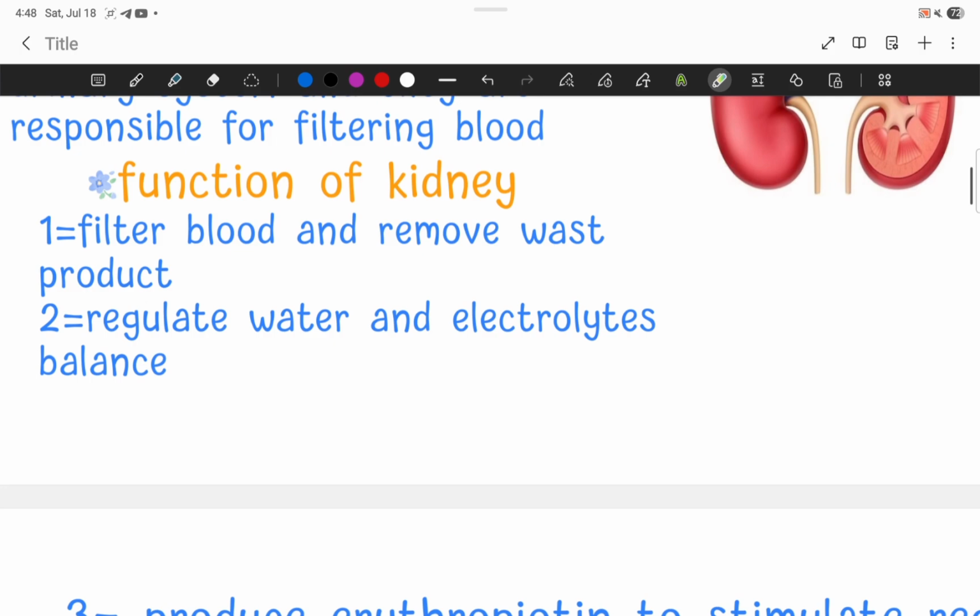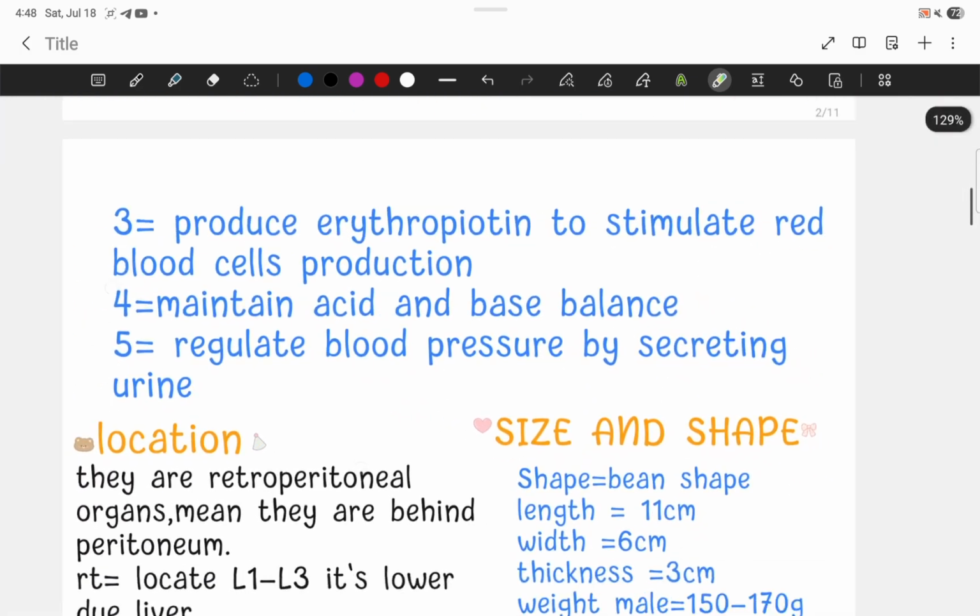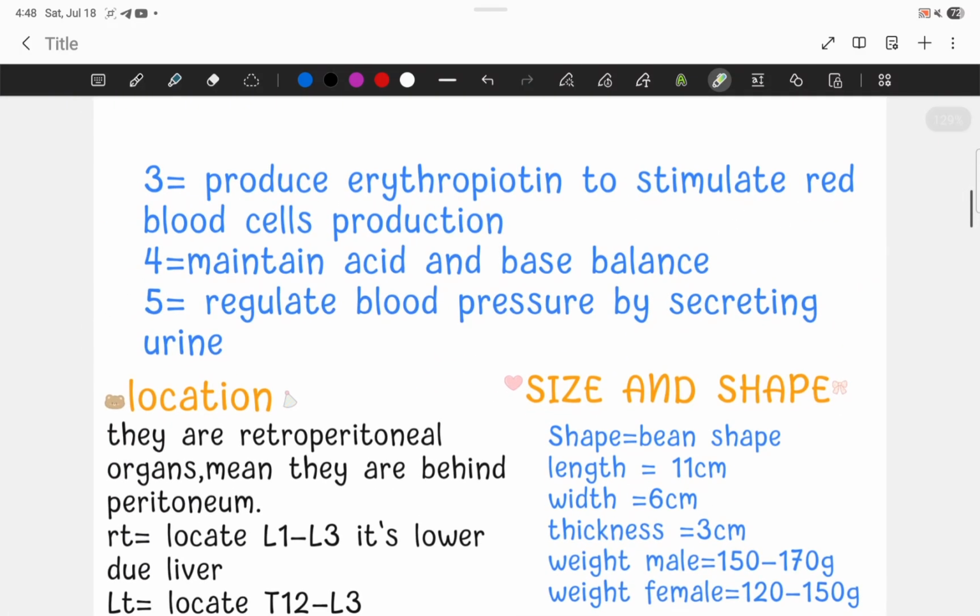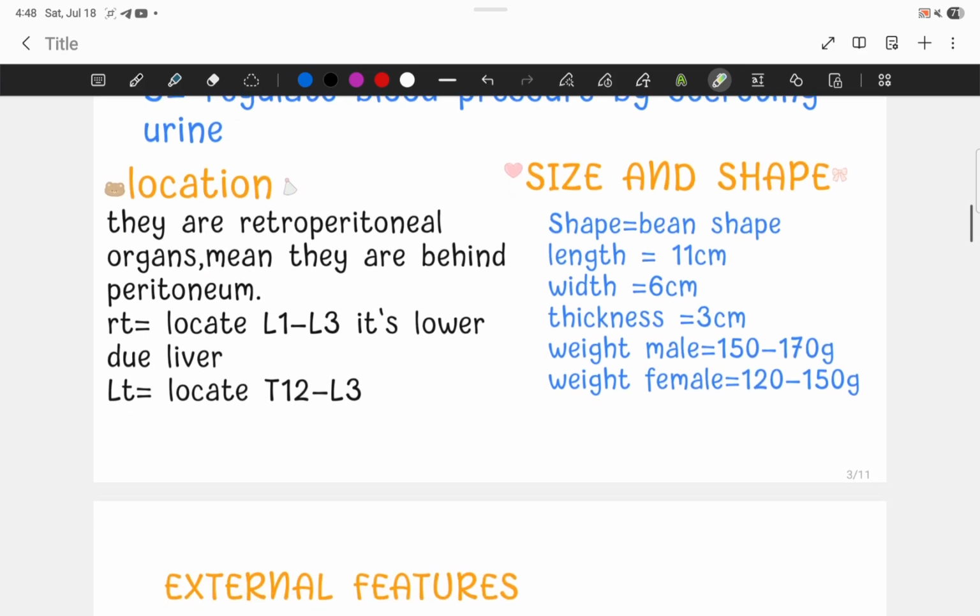Function of the kidney. Function number 1, they filter blood and remove waste products. They regulate water and electrolyte balance. They produce erythropoietin to stimulate red blood cell production. They maintain acid and base balance. They regulate blood pressure by secreting urine.